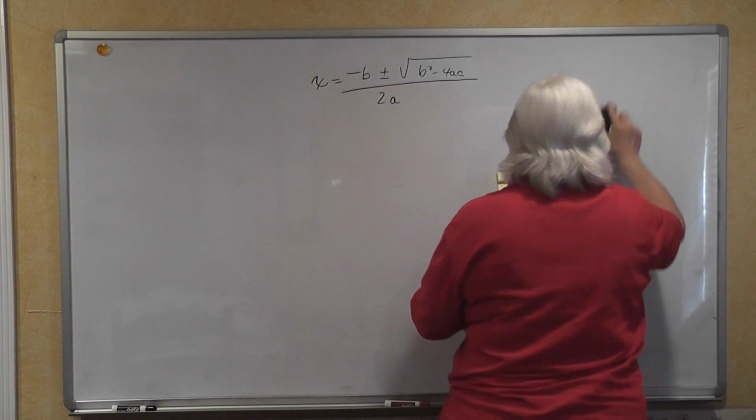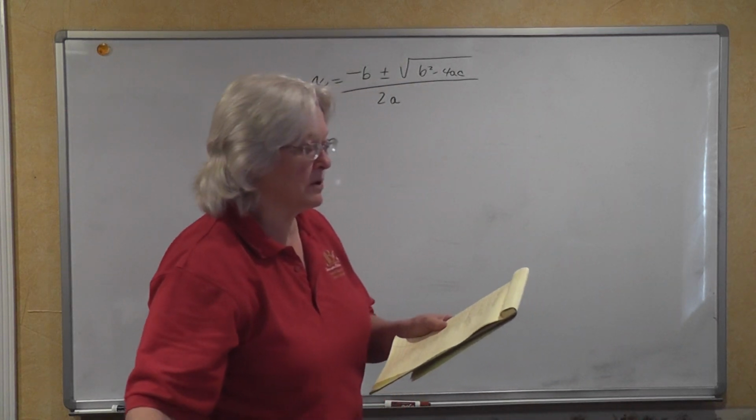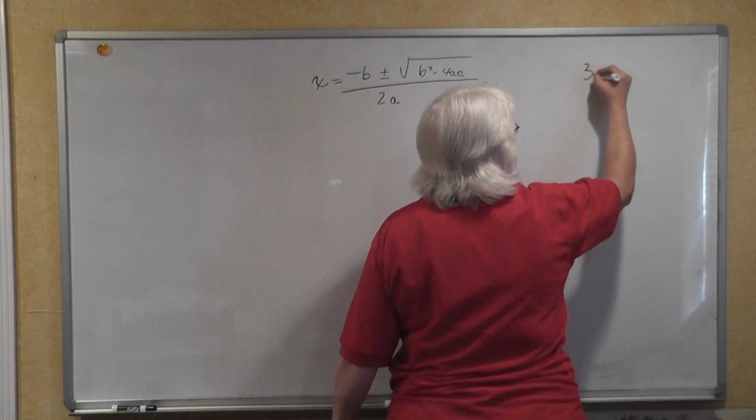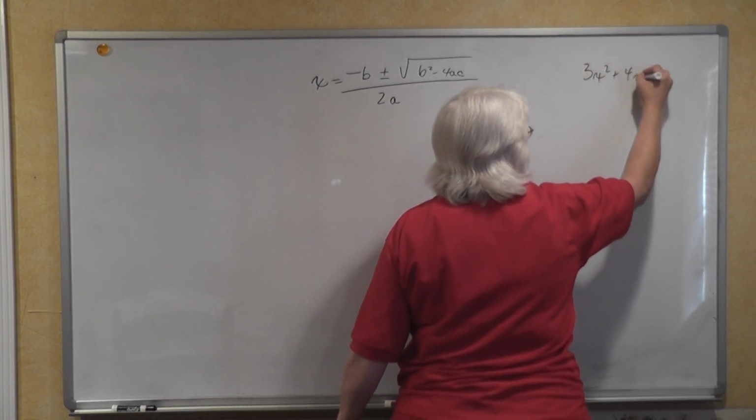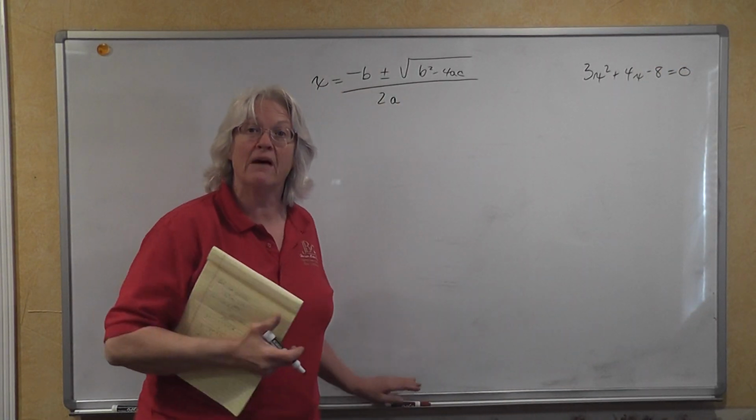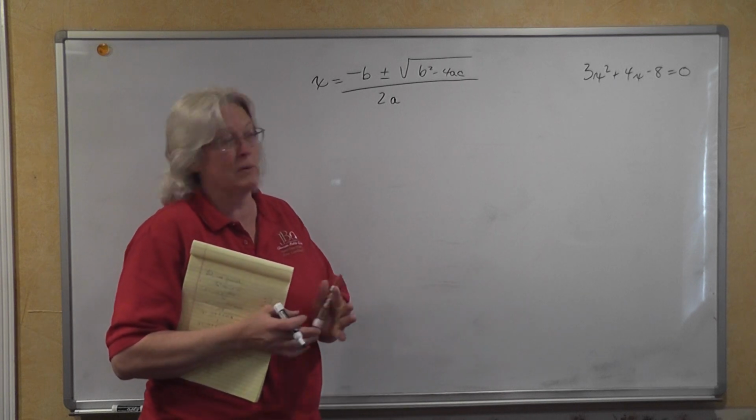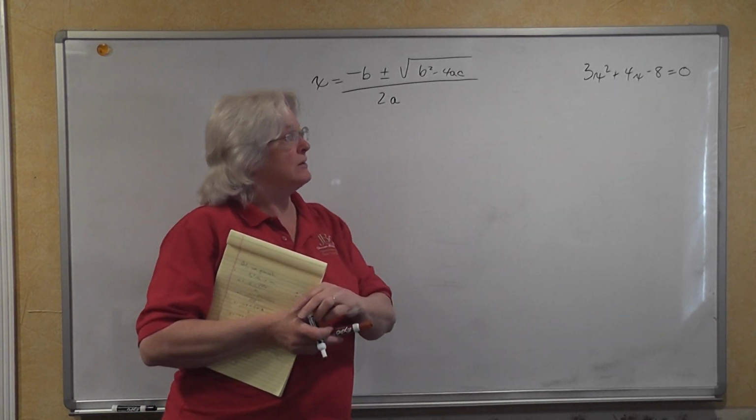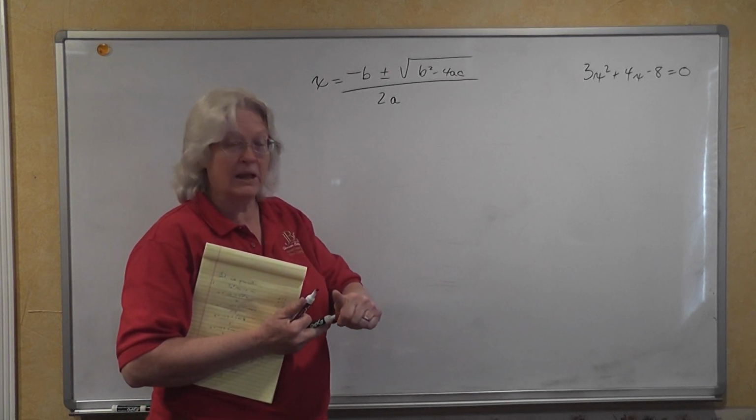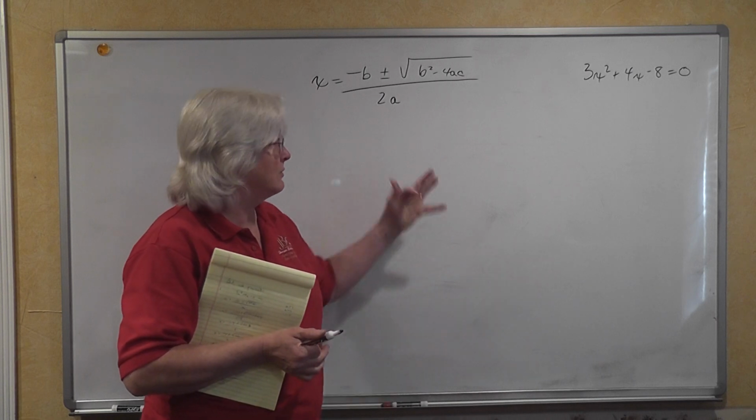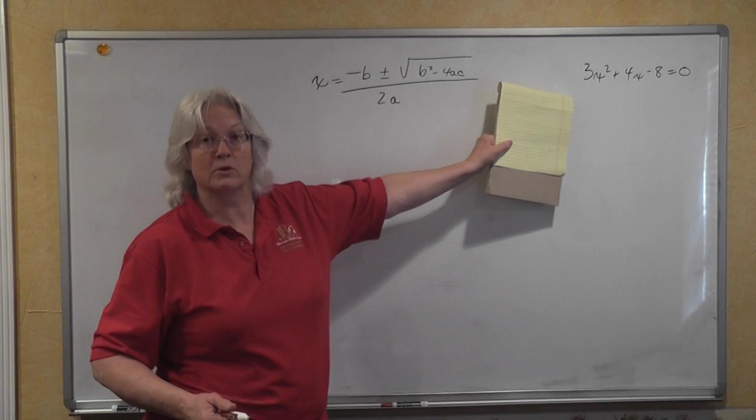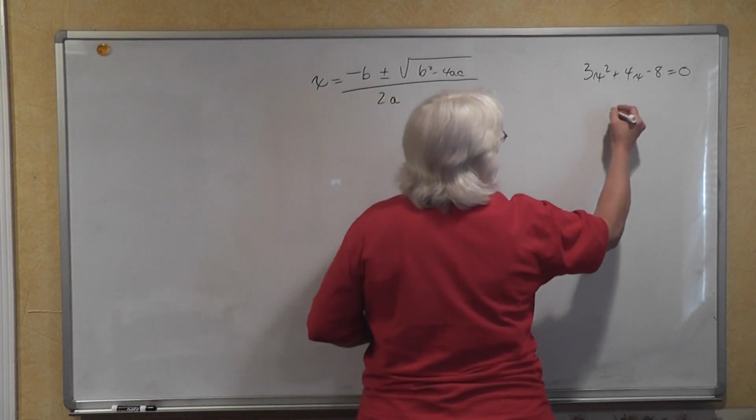Okay. Example number 2, we have 3x squared plus 4x minus 8 is equal to 0. And again, we have an equation here, for the first time, that is not factorable, and you can't solve it by using the square root property. So who wants to complete the square? It's extra work. So let's go ahead and use the quadratic formula.